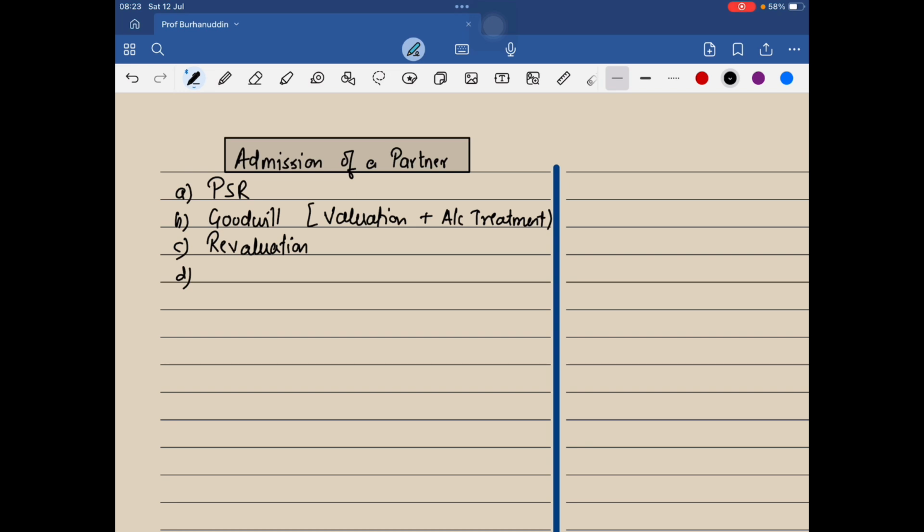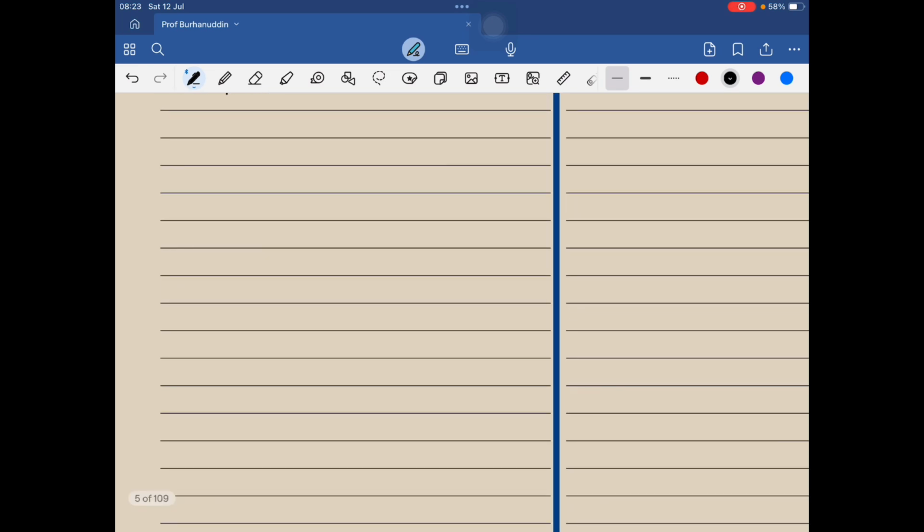Why do we prepare? How do you prepare? What will be prepared? Everything will be explained in this. And the last one that we have is capital adjustments. Correct? Let's take one and do it. The first one is what? That is profit sharing ratio.